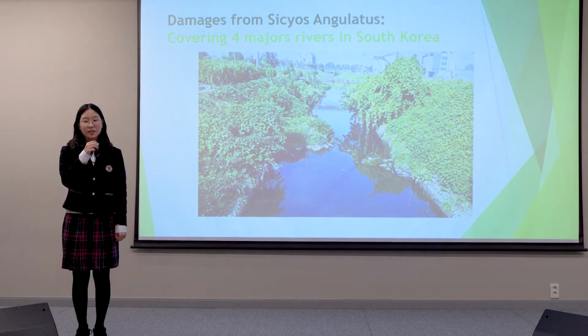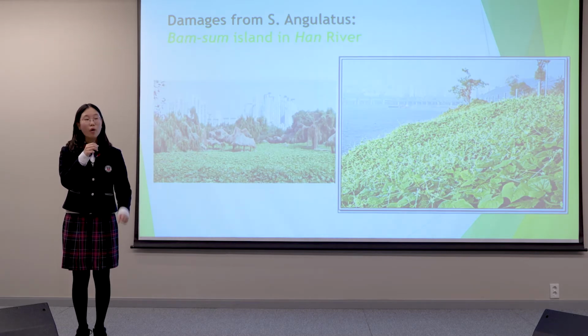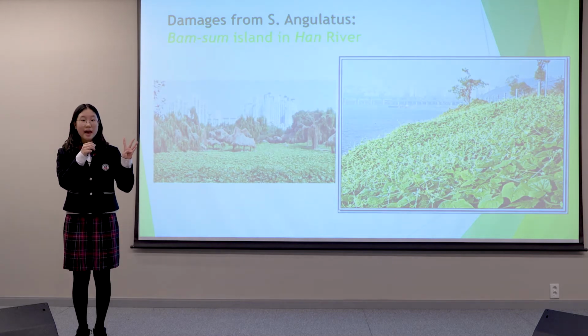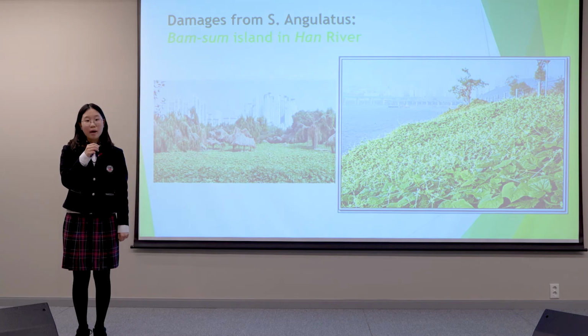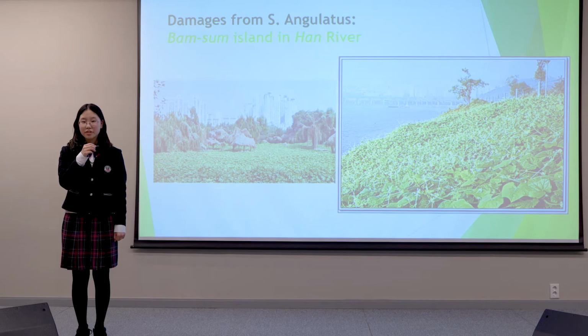Second, Sicyos angulatus reproduces greatly, so all four major rivers in Korea have been invaded by it. Pamsam Island in the middle of the Han River is also covered with Sicyos angulatus. People already removed it, but it is now covered up again with this green monster. It also kills the trees, which play a role in protecting rivers, so when rain comes, river banks easily collapse.